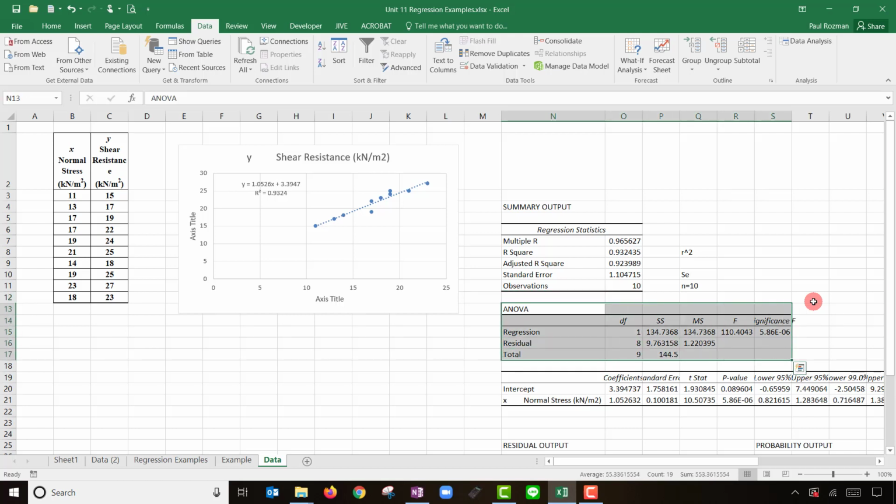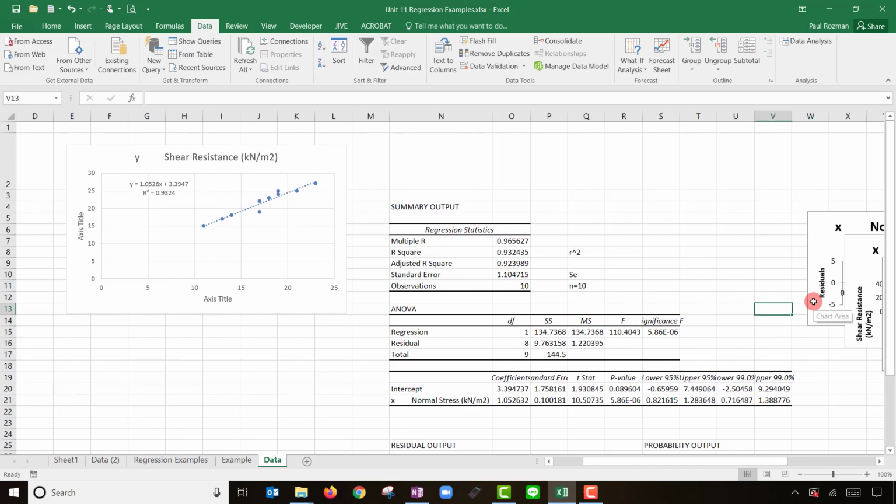This is a test to see if all of your coefficients are zero. So this is a hypothesis test of alpha, the slope, equals the intercept equals zero, which would mean you have a bad model. That's the null hypothesis here. So we would like to reject this null hypothesis in order to have any faith in our model. And in this case, you get a p-value of 5.86 times 10 to the minus 6. So we would reject that.